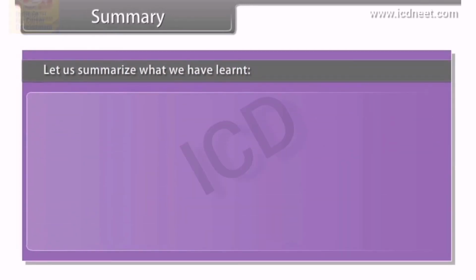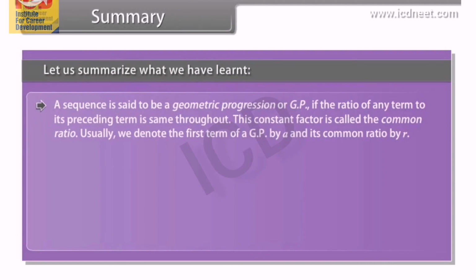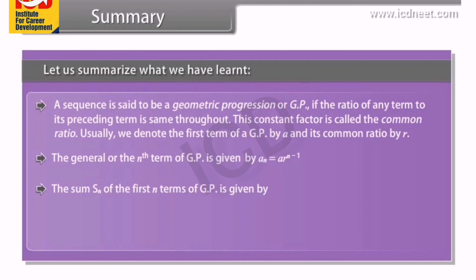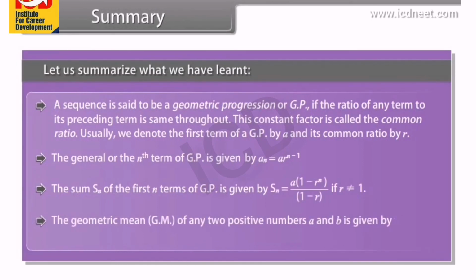Summary. Let us summarize what we have learned. A sequence is said to be a geometric progression or GP if the ratio of any term to its preceding term is same throughout. This constant factor is called the common ratio. Usually we denote the first term of a GP by A and its common ratio by R. The general or the nth term of GP is given by... The sum Sn of the first n terms of GP is given by... The geometric mean of any two positive numbers A and B is given by..., that is, the sequence A, G, B is GP.